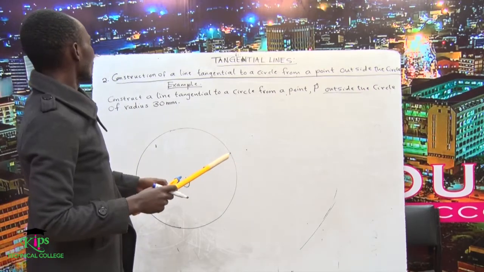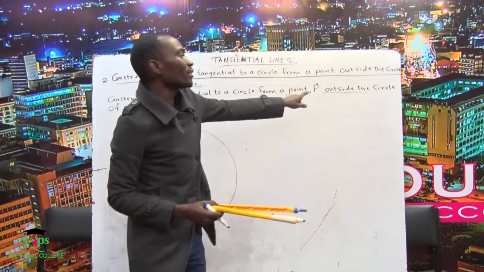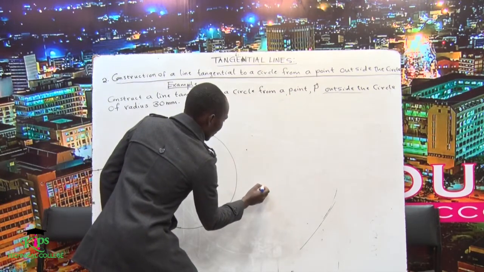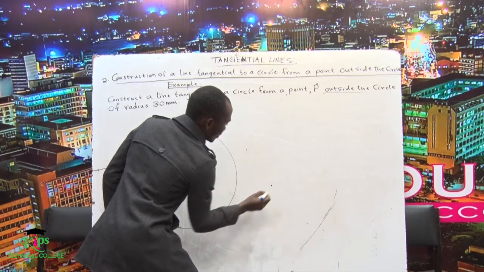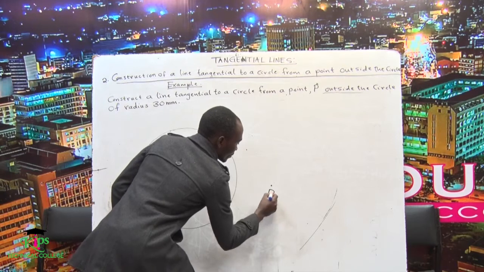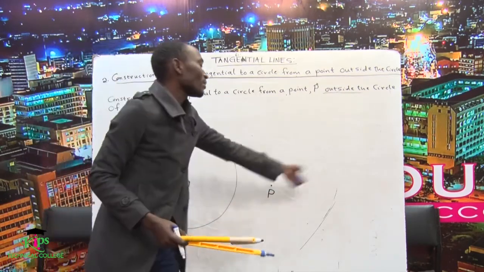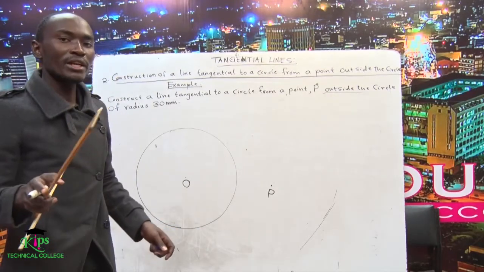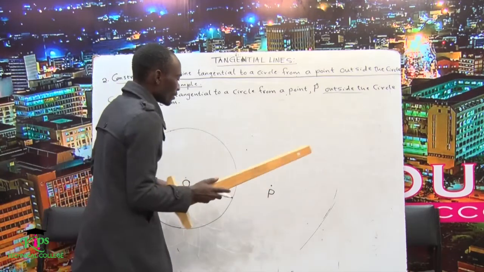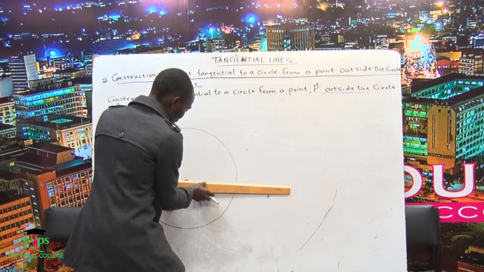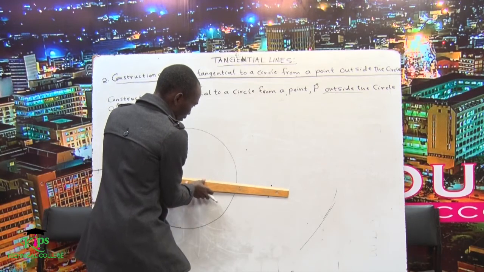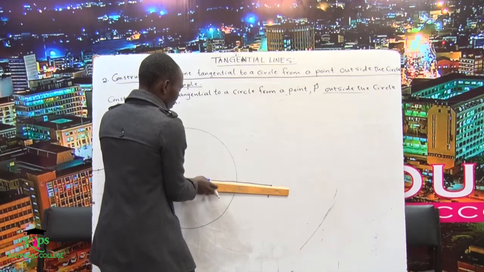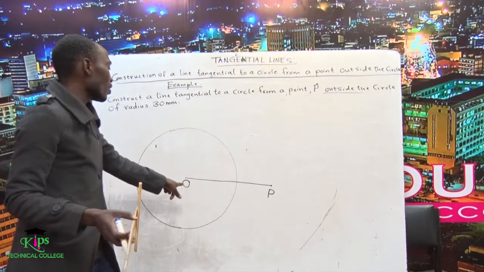Then from there again, you have been told your point P is somewhere outside the circle. Let's put our point P somewhere here. This is your point P. Now it is outside the circle. From there, we will join O to P like this. You can see I have joined O to P.